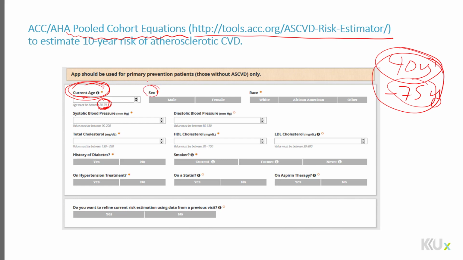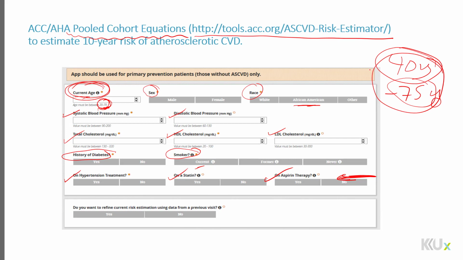The second factor is sex and race, because Afro-Americans have a higher chance of getting ASCVD than whites and others. There is the systolic blood pressure, diastolic blood pressure, total cholesterol, HDL cholesterol, and LDL cholesterol. Is there a history of diabetes? Is there a history of smoking or current smoking status? Is the person on hypertension treatment? Is he on a statin or on aspirin therapy? These are the treatments that reduce the ASCVD risk.